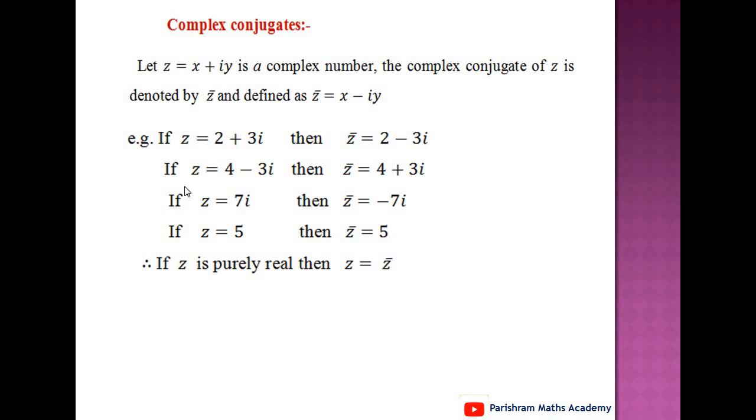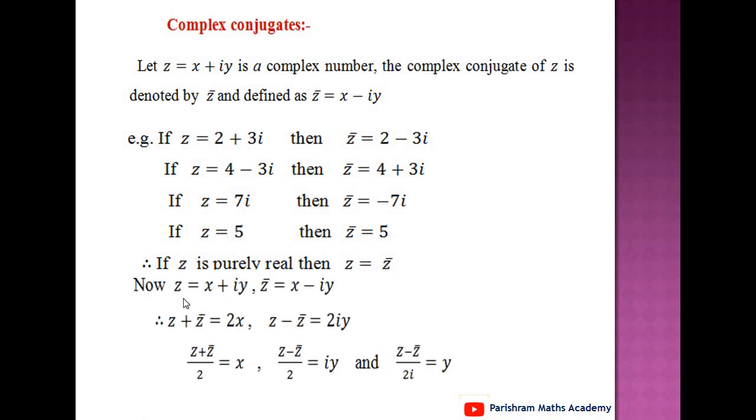If z equal to 4 minus 3i, then z bar equal to 4 plus 3i. If z equal to 7i, then z bar equal to minus 7i. If z equal to 5, then z bar equal to also 5. It means if z is purely real, then the value of z is the same as z bar.